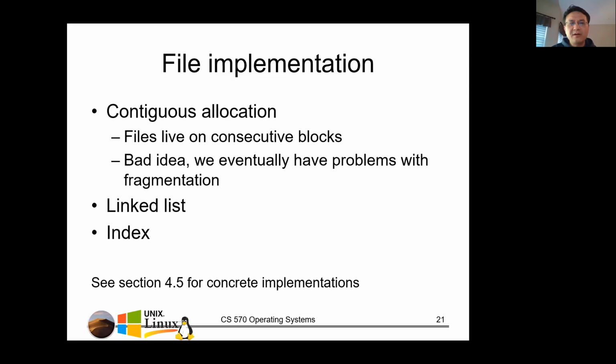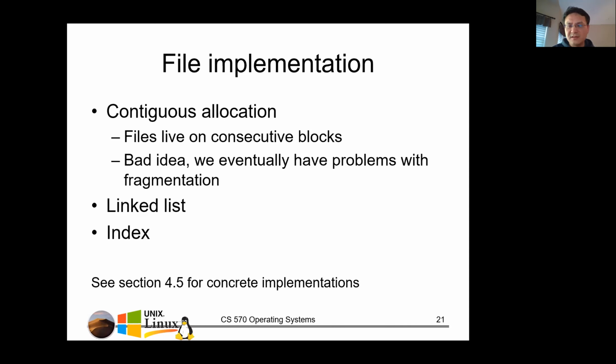So last class we started talking about file implementation, essentially the core subject that we need to talk about in the file system subject. We started with the contiguous allocation scheme, right? The files would be given consecutive blocks. So we lay out files with contiguous blocks of space on the disk or on the solid state drive.